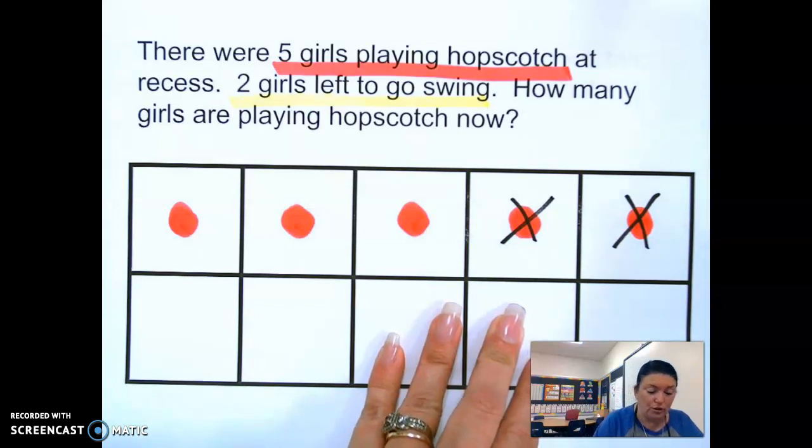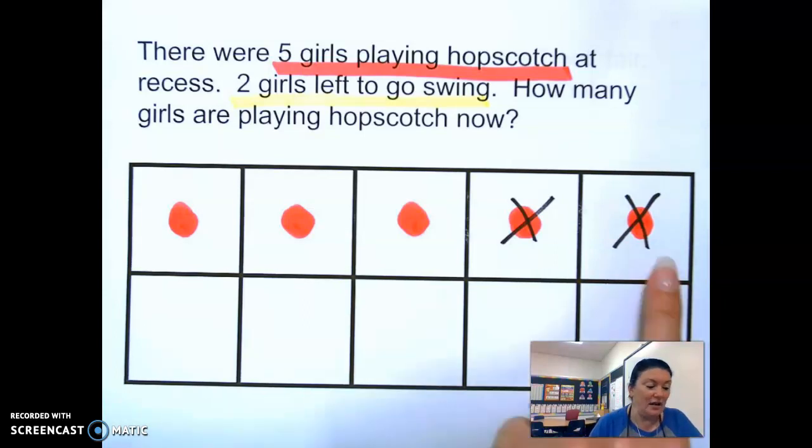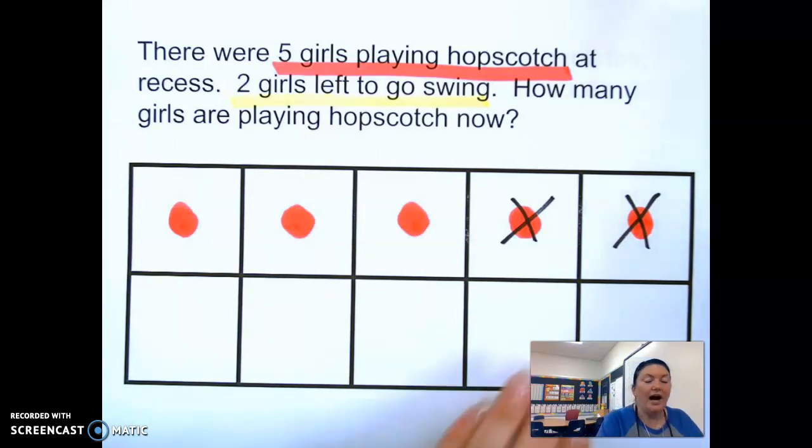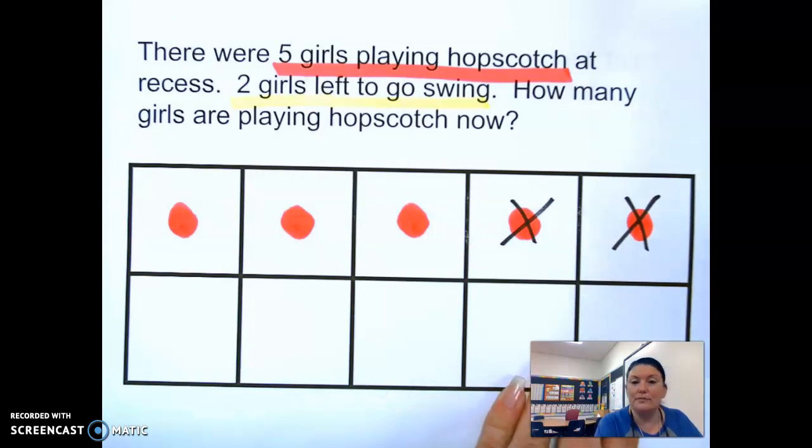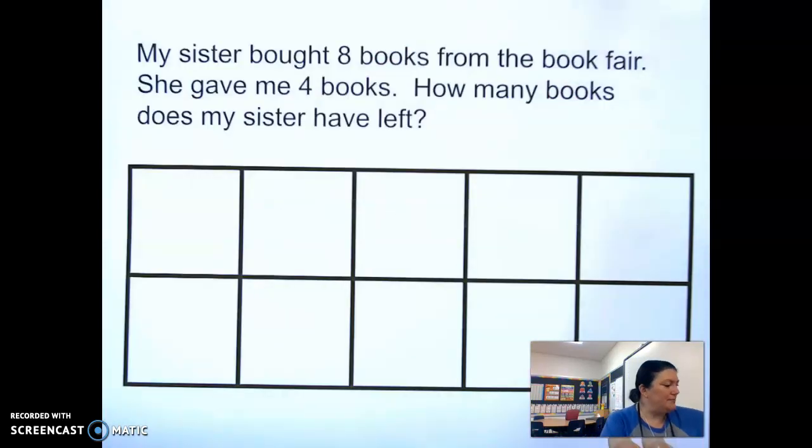So those 2 girls left to go swing. So if I cannot count these because they have X's on them, how many girls do I have left playing hopscotch? You're right. I still have 3. So it doesn't matter if I'm using my objects or a drawing. I can still solve my problem and use my sentence stems to say 5 take away 2 is 3. I could also say 3 is 5 take away 2.